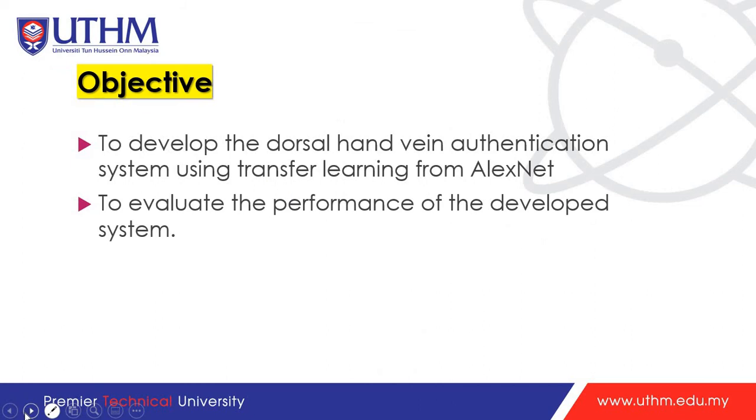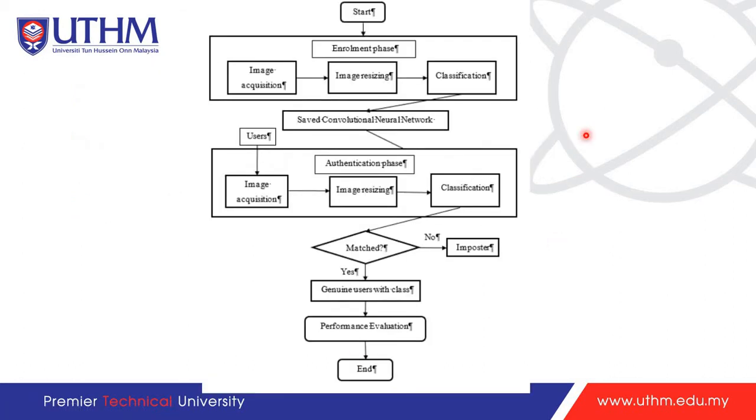The objective of this study is to develop the dorsal hand authentication system using transfer learning from AlexNet and to evaluate the performance of the developed system. This study consists of 2 phases, which are the enrollment phase and the authentication phase. Each phase starts from image acquisition, image resizing, and classification.